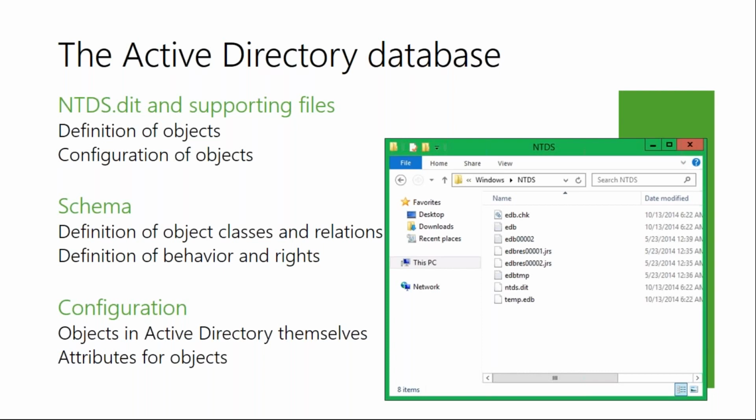Microsoft delivers a pretty robust schema out of the box, and you can extend it with your own schema extensions if you want. There's nothing in the schema that will actually do work for you. That's the configuration. Every user object that you create lives in the configuration. So every user and every group membership lives in the configuration part of the Active Directory database. The schema just tells them how they're related.